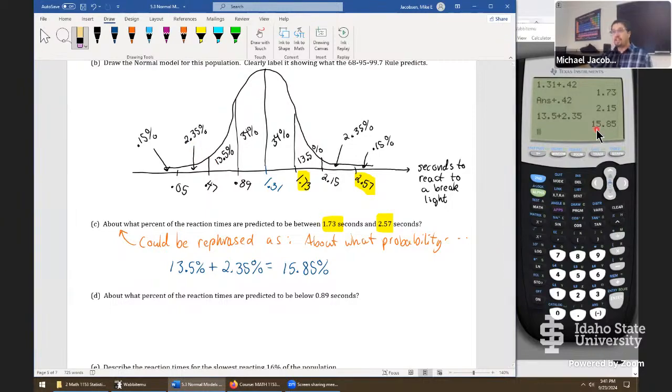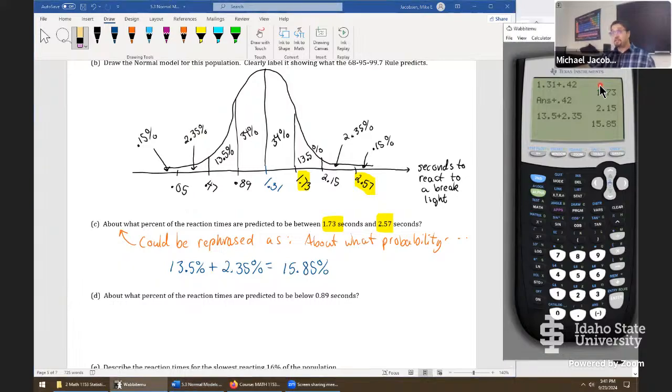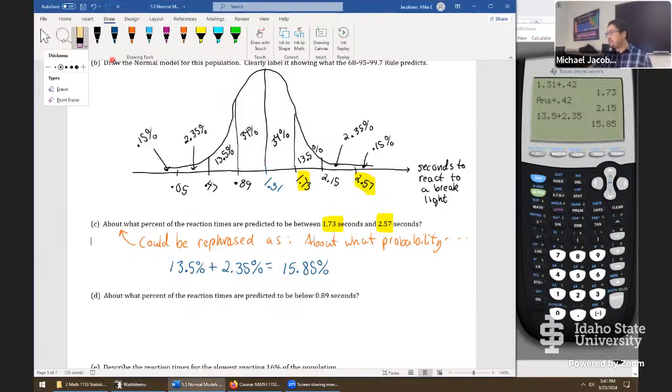But the reason we need a calculator in the next section is what the question was, 1.70 seconds. That's even a worse approximation. And we're already approximating by using the 68, 95, 99.7 rule. So that's where the calculator is going to start to help us out when the questions don't line up with these tick marks on the axis so well. But let's try this again.